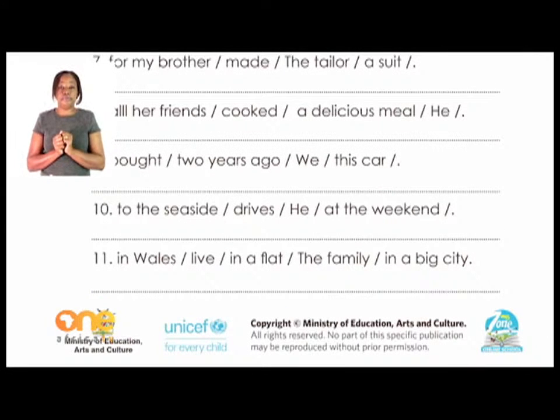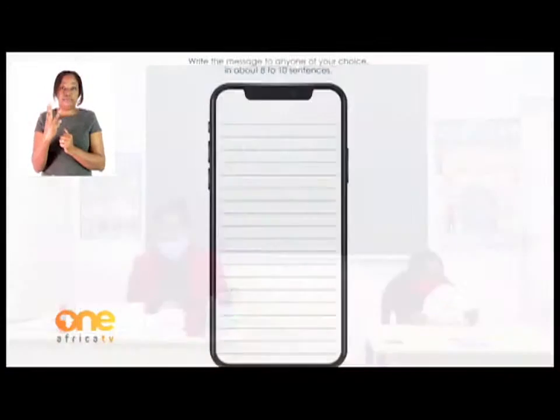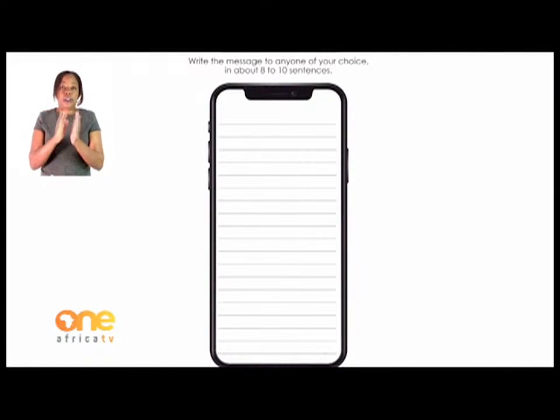Now let me get the grade 2s back again. Grade 2s, come with me over to page 17. The grade 2s, you are going to enjoy writing and formulating your own sentences here. You write a message to anyone of your choice. Anyone, your friend, in about 8 to 10 sentences. Make your own sentences. They can be 8 or 10. Check your spellings and check your sentences, whether they are correctly constructed. Make the sentences nice. You can be rubbing how many times you want until you make a proper sentence, and I'll check with you again.